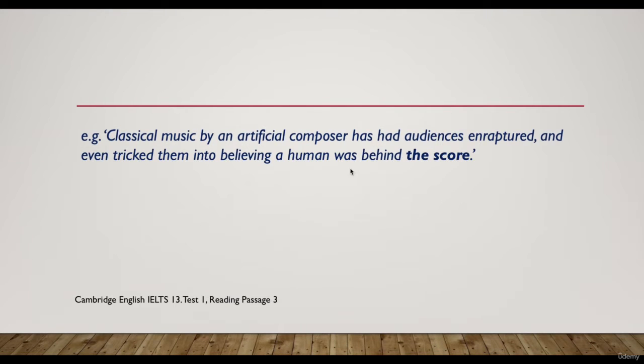Now let's divide this sentence into two parts and look at each separately. So, classical music by an artificial composer has had audiences enraptured. This means that a group of people listened to some classical music and they were impressed by it. And that music, however, was written by an artificial composer, which means it wasn't a human who wrote that music. So it was a computer program.